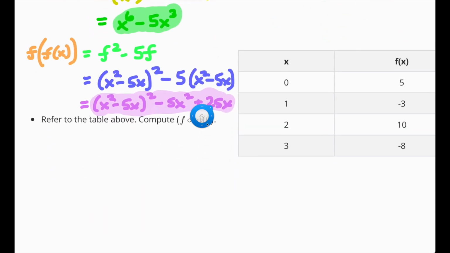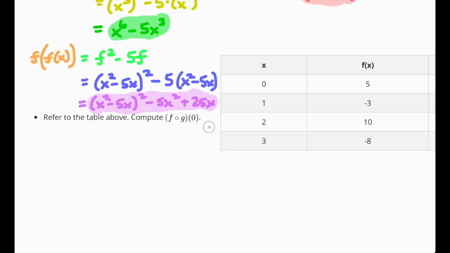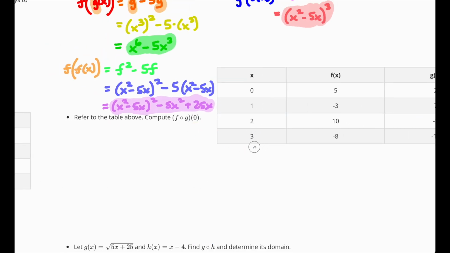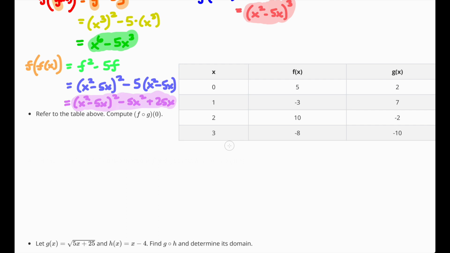All right, the next one, it says refer to the table above. It's the same table that we were looking at before, and it says find f of g of 0. All right, so I'm going to rewrite that in the long way. So it's going to be f of g of 0. And just like before, we're going to find out what this value is first. So g of 0 is going to be 2.